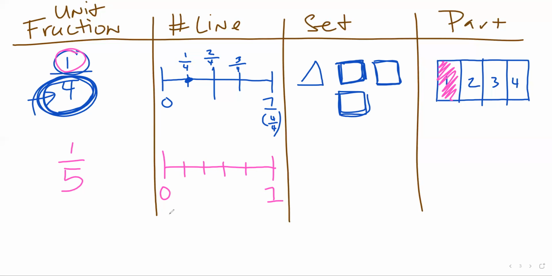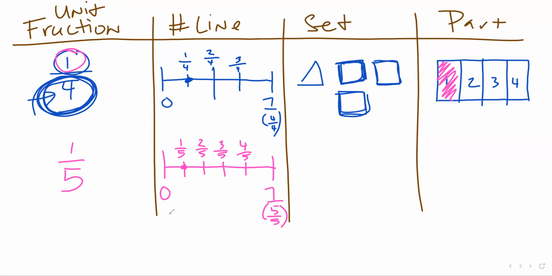Okay, that looks a little bit better. It's not perfect. We're drawing with our hands. We're doing the best we can. But again, it works. This would be 1 out of 5 and 2 out of 5 and 3 out of 5, 4 out of 5, and then 1 is 5 out of 5. And then 1 out of 5 is right here.